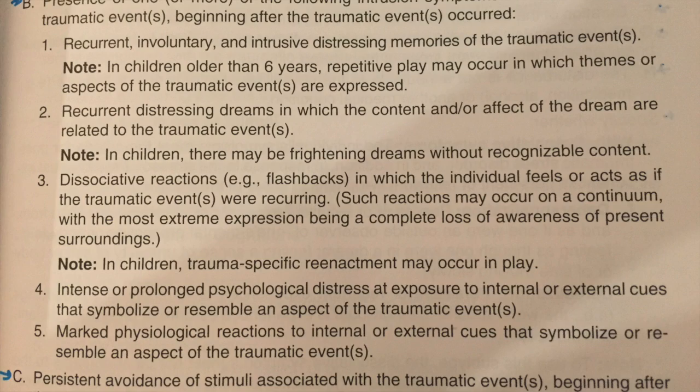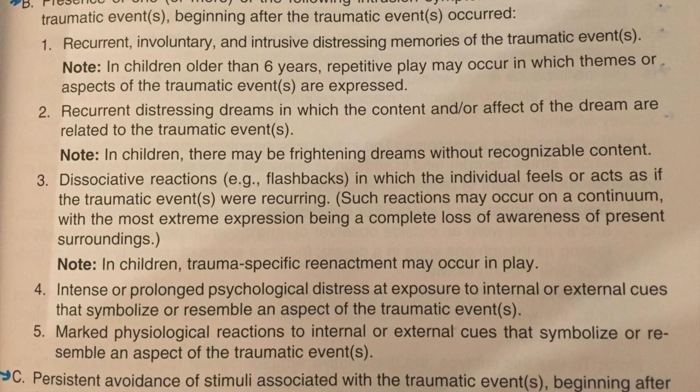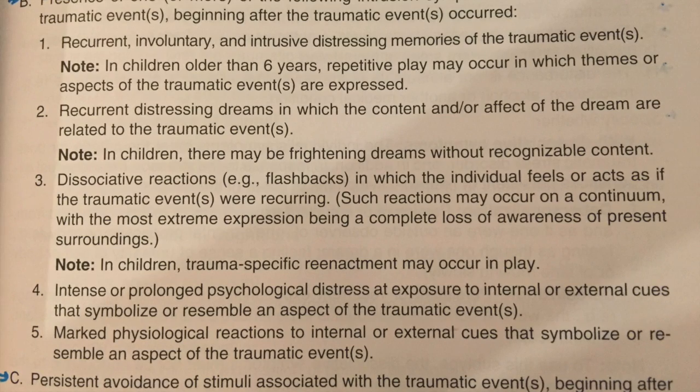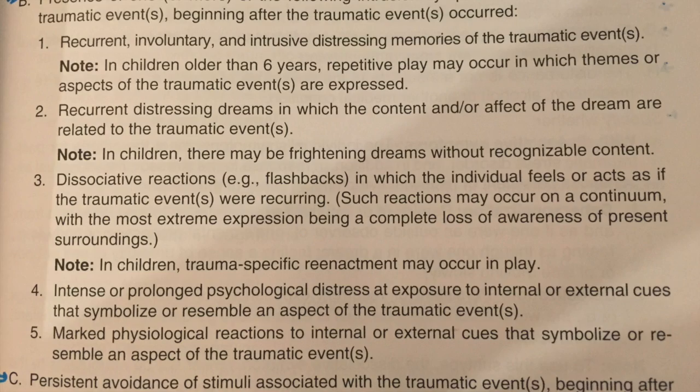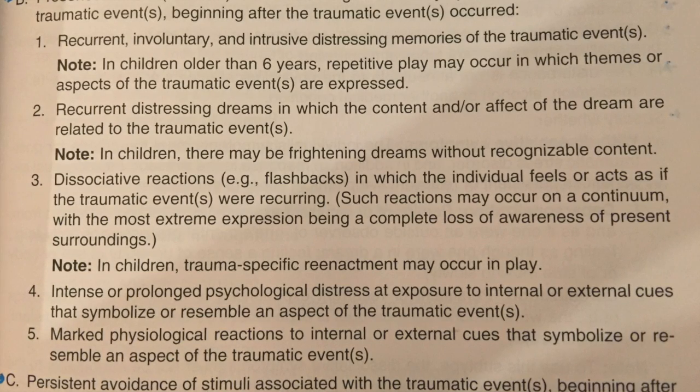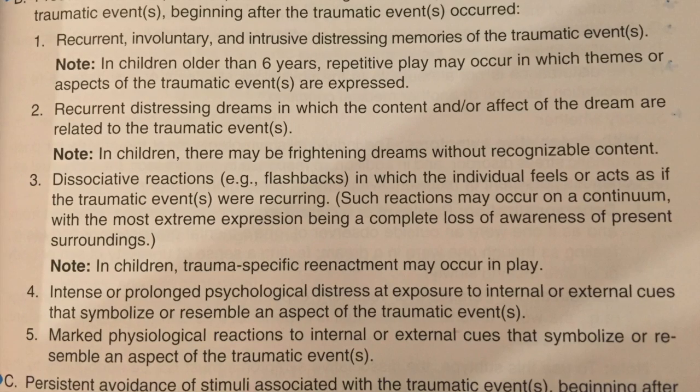So I'm just going to dive in real quick and read category B of post-traumatic stress disorder in the DSM-5, which is the current edition of the DSM when I'm recording this in 2019. Presence of one or more of the following intrusion symptoms associated with a traumatic event or events beginning after the traumatic events occurred. Number 1, recurrent, involuntary, and intrusive distressing memories of the traumatic event or events. In children older than 6 years, repetitive play may occur in which themes or aspects of the traumatic events are expressed.